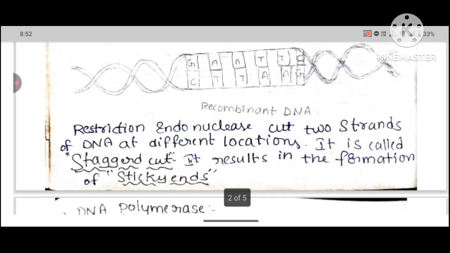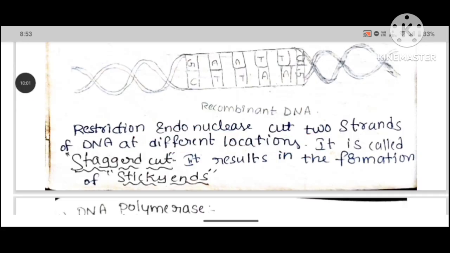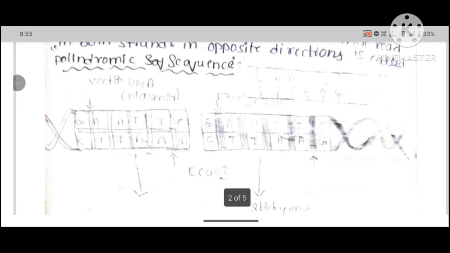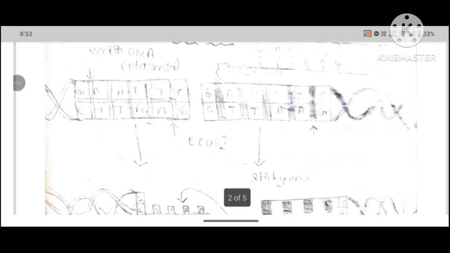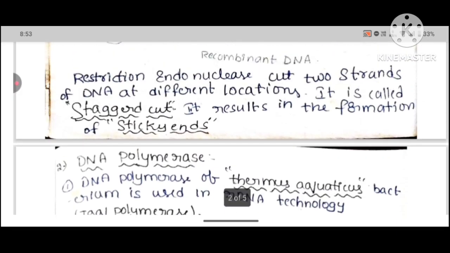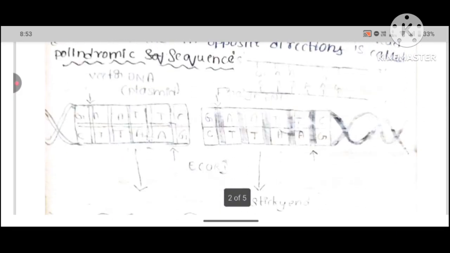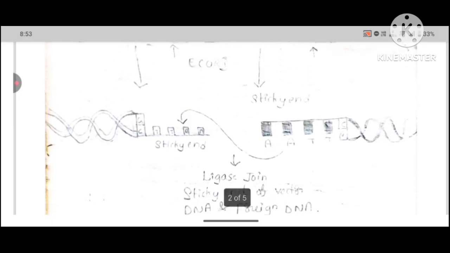So the mode of action is that the restriction endonuclease cuts the two strands of the DNA at different locations. This kind of cut is known as a staggered cut, which results in the formation of sticky ends. So when you observe this, EcoRI cuts the DNA at different locations in the case of vector and foreign DNA, and gives rise to sticky ends.